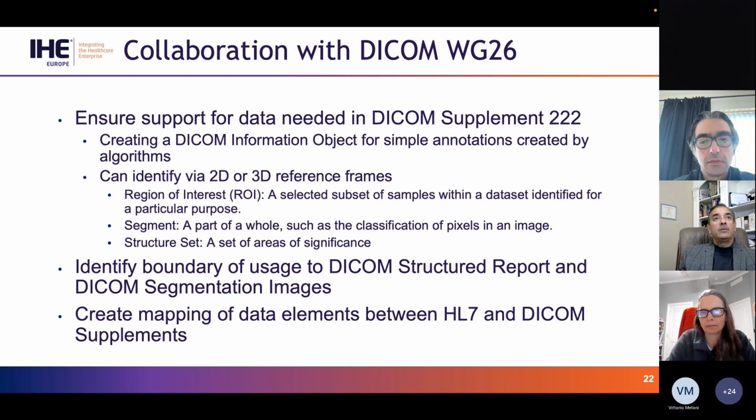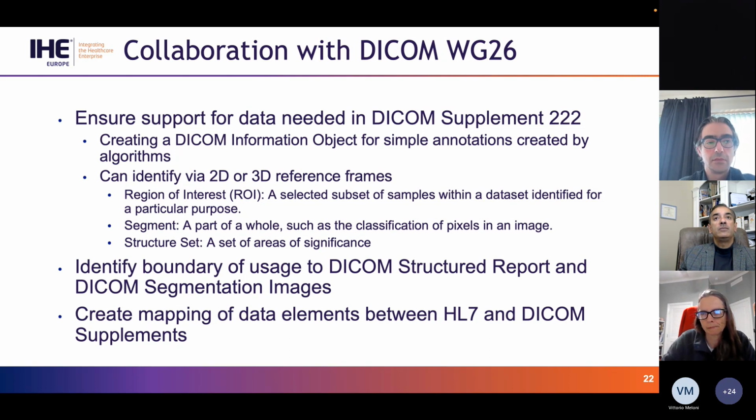We want to make sure that we're fully supporting the new standards for standardized annotations, identify if there are gaps either in DICOM or in IHE, and if so, together come up with the best way to fill those gaps. We've already started a mapping of data elements between HL7 and DICOM supplements, but again, that's another area that would benefit from further review and development.